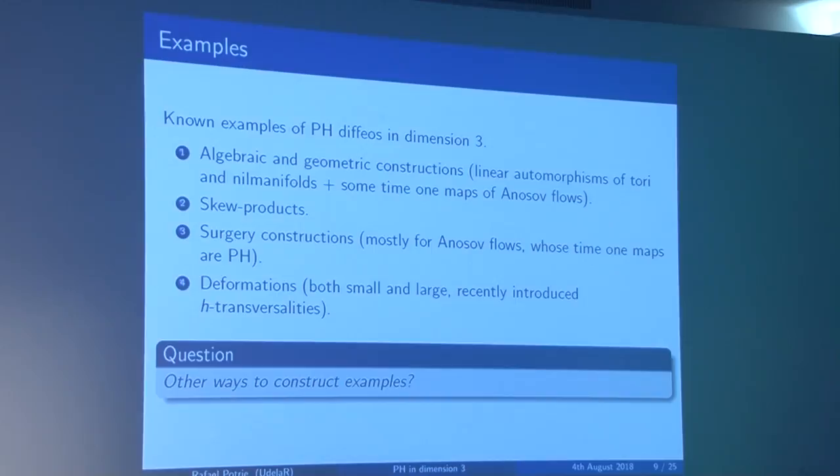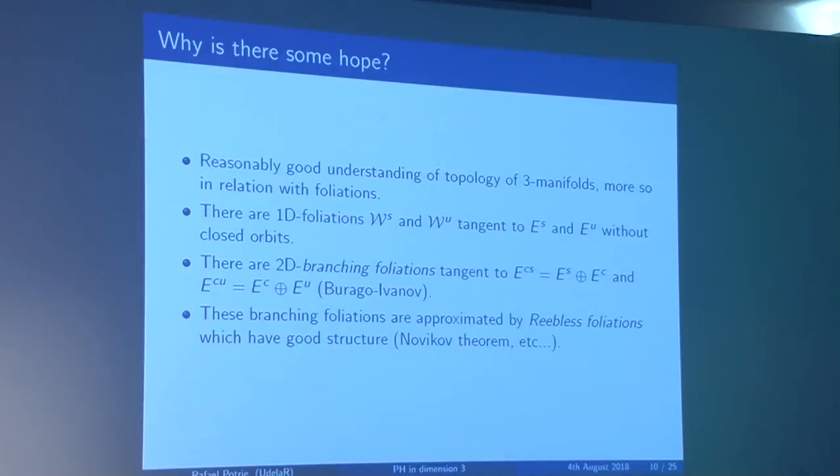And so before I really explain what I mean by topological classification, let me say why there's some hope to get somewhere if you want to classify these systems in dimension three. The first point is that we know a lot about the topology and geometry of three manifolds, and in particular its relation with foliations inside. The foliations appear when you have a partially hyperbolic system, on the one hand via the existence of these one-dimensional foliations I already mentioned, integrating the strong bundles, which have the particularity that they don't have closed orbits, because there cannot be a circle tangent to a uniformly contracting or expanding direction.